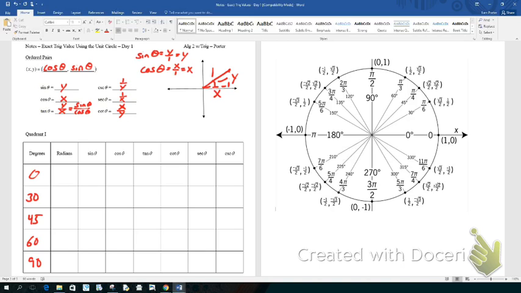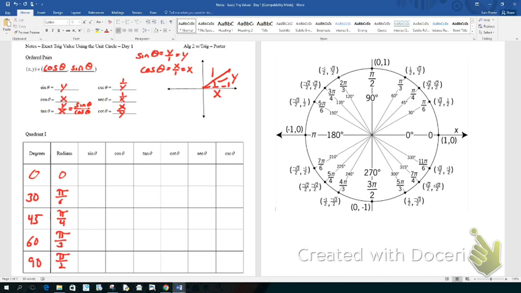0 degrees is 0 radians. 30 degrees is pi over 6. 45 degrees is pi over 4. 60 degrees is pi over 3. 90 degrees is pi over 2. Okay. Now since I taught this in class and this is a little bit of a reteach, I'm not going to take too much time.